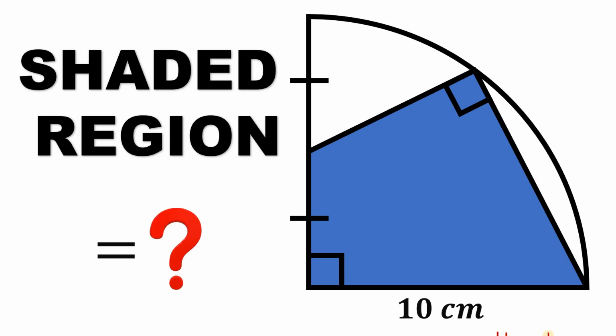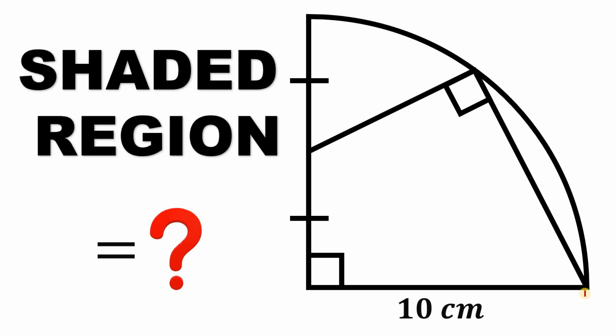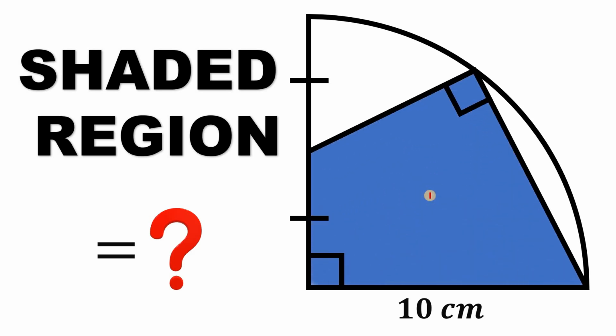Can you solve this geometry challenge? Here's the question. So let's begin with a quarter circle. Now let's draw a segment that divides the radius into two equal parts. And let's drop a perpendicular segment that goes directly to the endpoint of this radius. Now the question is, what is the area of this shaded region?